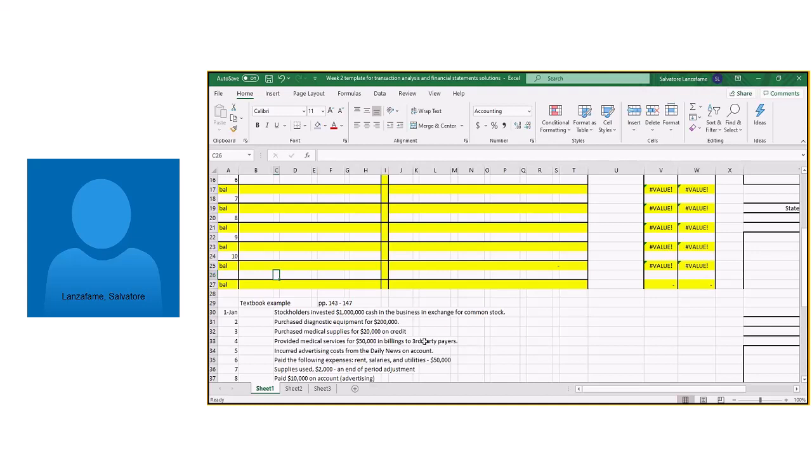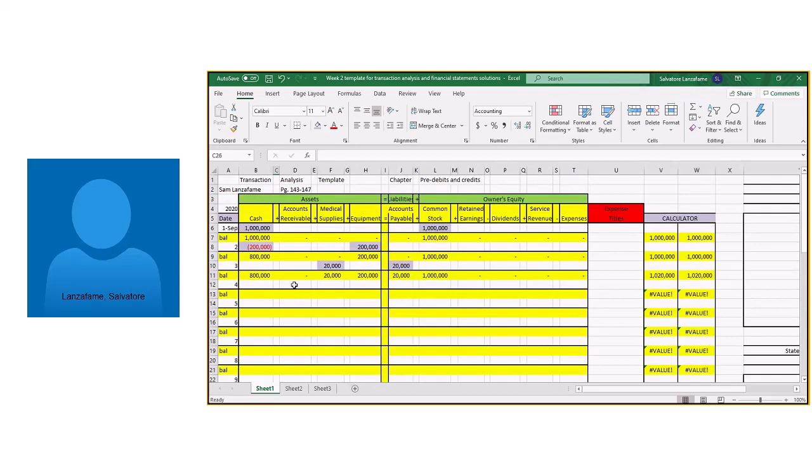So this is saying provided medical services for $50,000 in billings to third-party payers. If you're billing someone, that means you don't have the money right now. So that means we're going to have to use accounts receivable. We didn't get cash for this $50,000. We billed it out. So you're going to put that $50,000 in accounts receivable, and the other move is going to be in revenue.